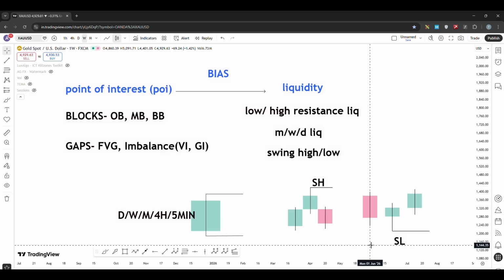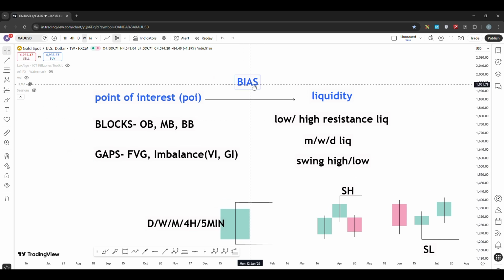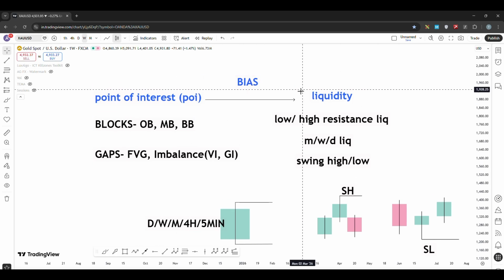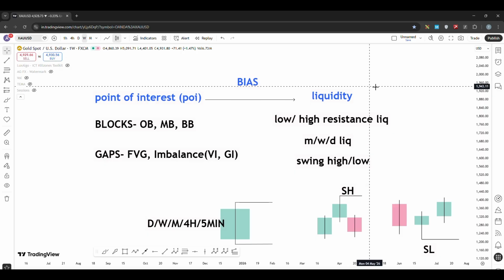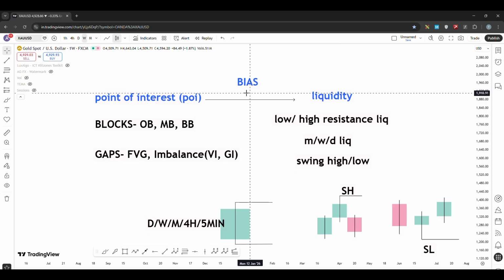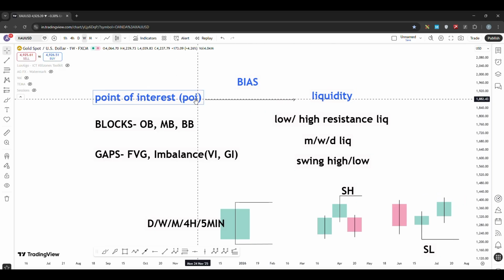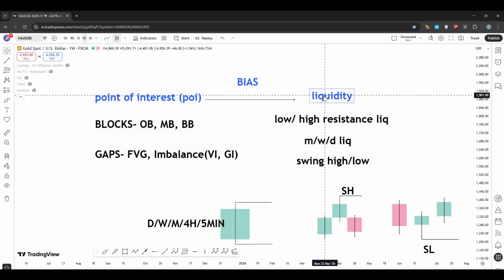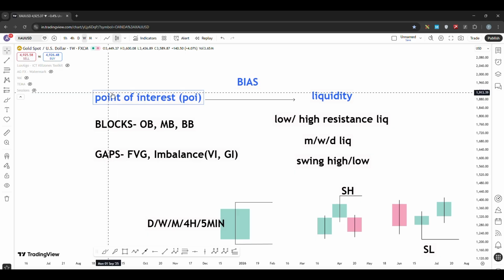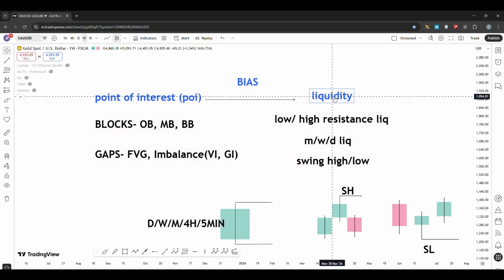And like I told you at the start of this class, to find the bias, you have to find out these two things. Market always moves from point of interest to liquidity, right? So if you find your point of interest and your liquidity, and you know that the market will go to the point of interest and then towards the liquidity, that means you have found your direction of the market. Now you know whether to buy or to sell. It's that simple. Now I will show you examples and it will become even easier.